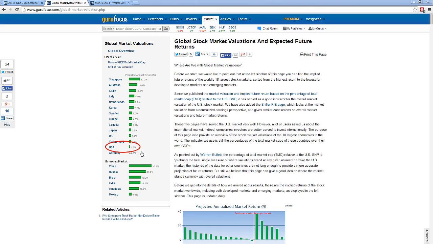Does that mean the market can't go higher? No, but it means that odds are, if you buy a basket of stocks here, just buy the market, hold it for 10 years, you're probably not going to see a lot of gain.